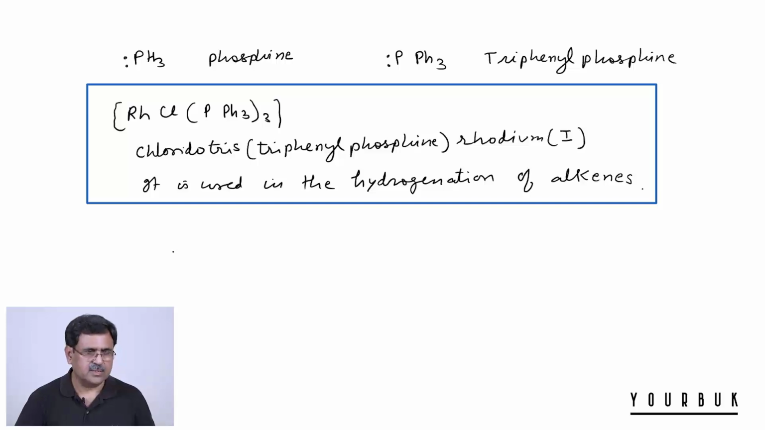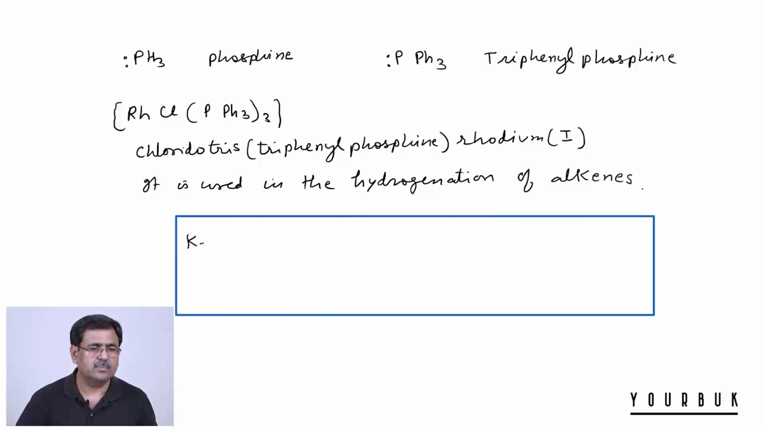Now we take one last example in this. If the formula is given, how do you write the IUPAC nomenclature? Now this is a complex of nickel. It's called K2 Ni OH whole 4.